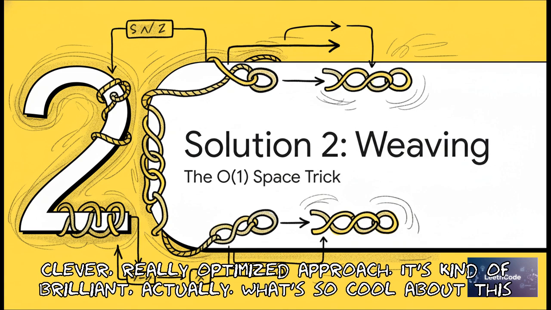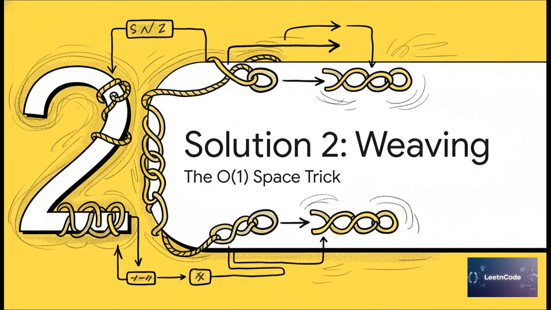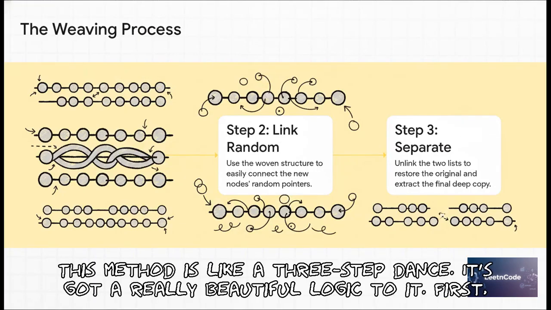It's kind of brilliant, actually. What's so cool about this solution is how it uses the list itself to store the mapping. We don't need a separate map at all. This method is like a three-step dance. It's got a really beautiful logic to it.